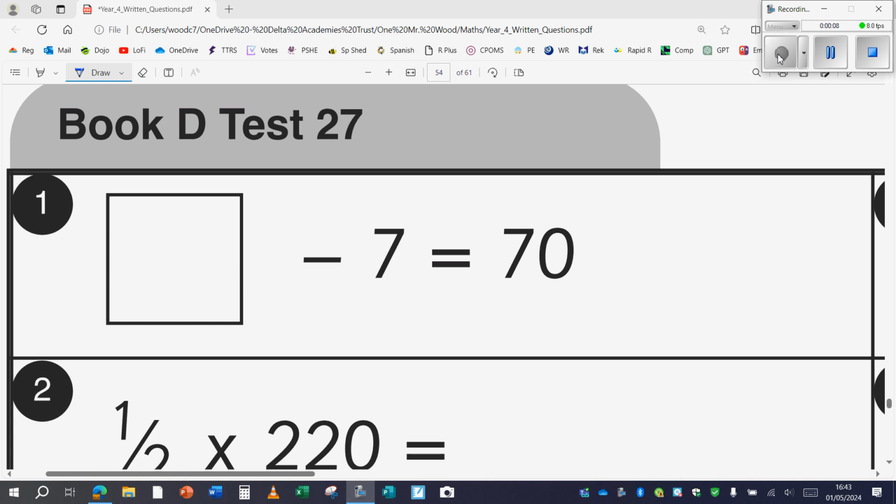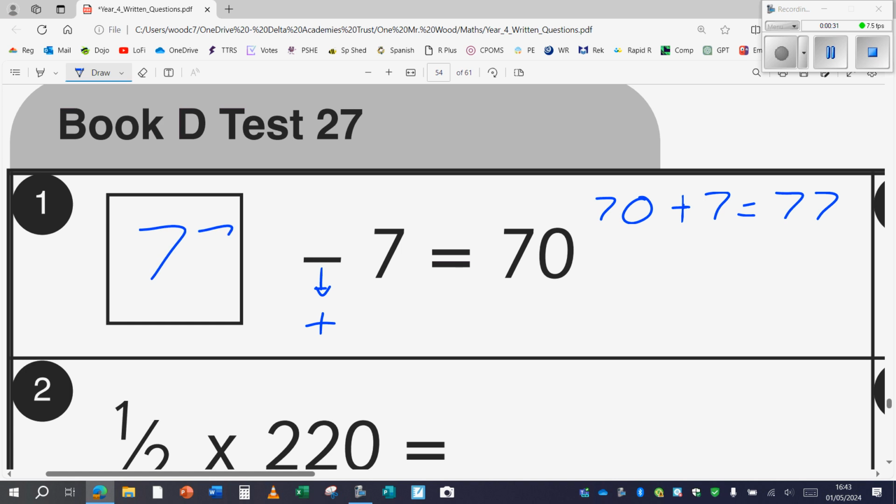So first of all, I've got a number, take away 7 equals 70. So the children know as soon as we have a missing number question, we're usually looking to use the inverse operation or the opposite operation. So I'll keep the same two numbers, 70 and 7, but this time instead of subtracting them, I add them to get the answer of 77. Now, if I fill my missing box with that, does it make sense? Does it work? If I've got 77 and I take away 7, do I end up with 70?